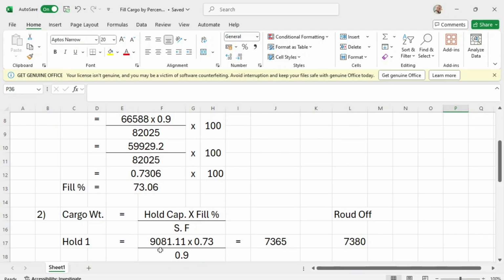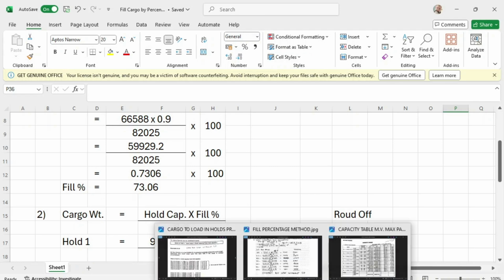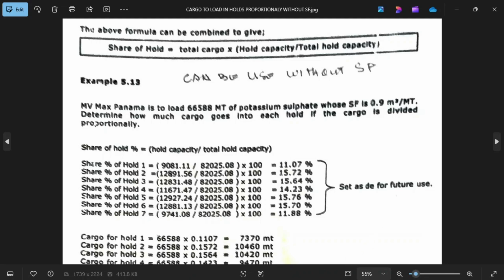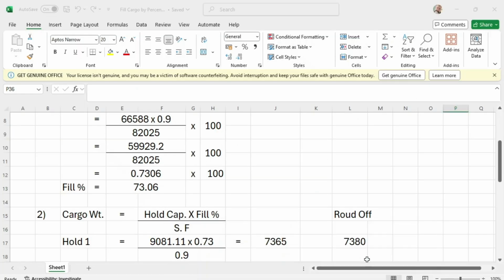Okay, so in hold number 1, the hold capacity is 9081.11, what I showed you a while ago. This one. Then times your fill percentage of 73 over your stowage factor of 0.9, and the weight that you're going to load in hold number 1 is 7365. Okay, I'll explain this one later.